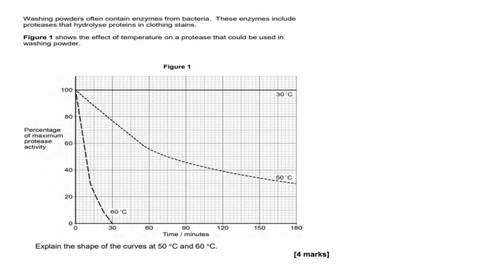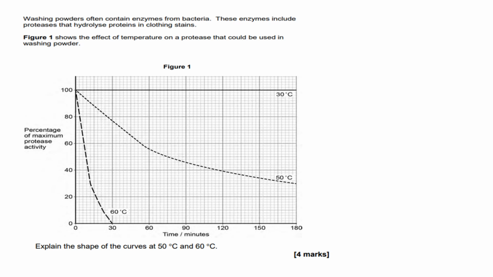Question 14. We have a graph. We have enzyme activity showing 100% on the y-axis, and it drops down dramatically for 60-degree temperature. It drops down but less rapidly for the 50, and it is not dropping down for 30. The question is, explain the shape of the curves at 50 and 60. So you should not really be mentioning 30 degrees.